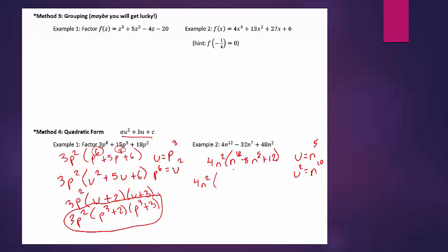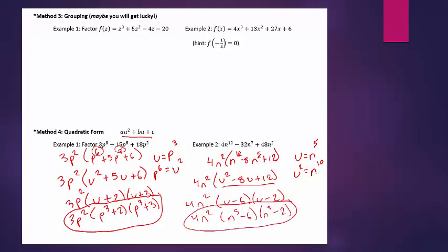Bring down the GCF, but we're going to swap out here a u squared minus 8u plus 12. So then we can go ahead and factor that quadratic into u minus 6 and u minus 2. And then my last step is just going to be to change the u back into n to the 5th. So be on the lookout if you happen to see this pattern where the largest exponent is double the middle exponent, because chances are you can use that u substitution to help you factor that problem.